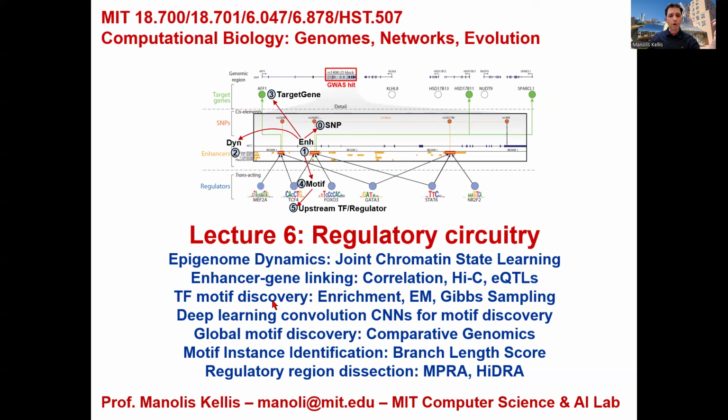Then we're going to look at how we discover these words, these regulatory motifs. We're going to look at enrichment, expectation maximization, Gibbs sampling, and also deep learning convolutional neural networks for motif discovery. Then we're going to look at methods for global motif discovery using comparative genomics and instance identification in the same way. And then if time permits, which it most likely will not, we're going to look at massively parallel reporter assays for discovering these motifs de novo.